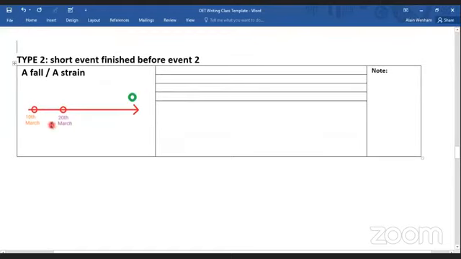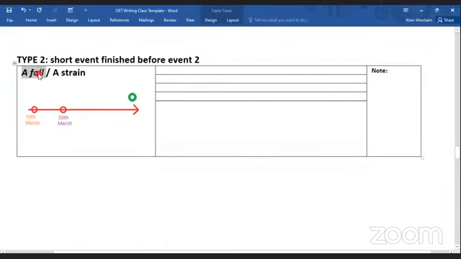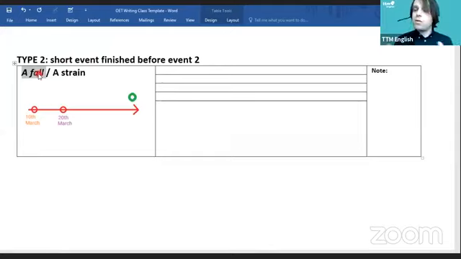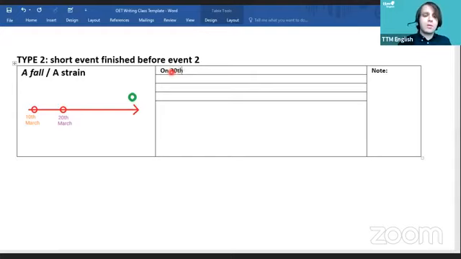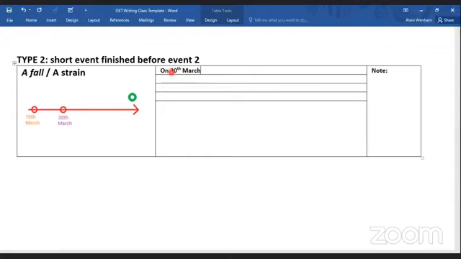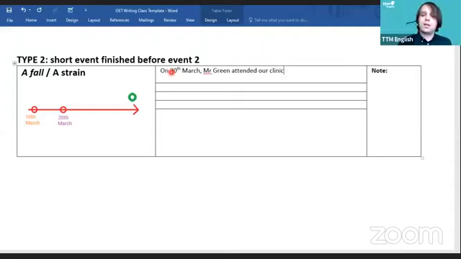Okay. So in this case, look, guys, the difference in this diagram is we're talking about a fall. Is that a continuous action? No. You only fall once. Hopefully, you only fall one time. One time event, like cutting your hand, right? Yeah. So in this case, you might say on the 20th of March, Mr. Green attended our clinic.